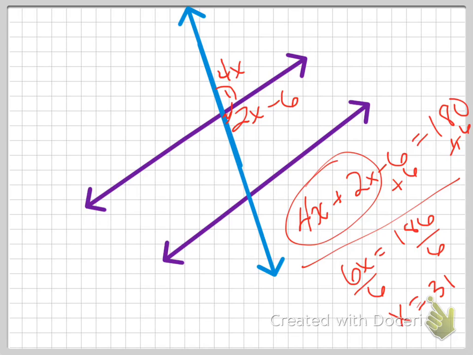Now the question that you'll have on A+ will say it wants to know the measure of angle 6. Be careful to look to see what the question is actually asking for. So it wants to know the measure of angle 6. Well, look at where angle 6 is located.